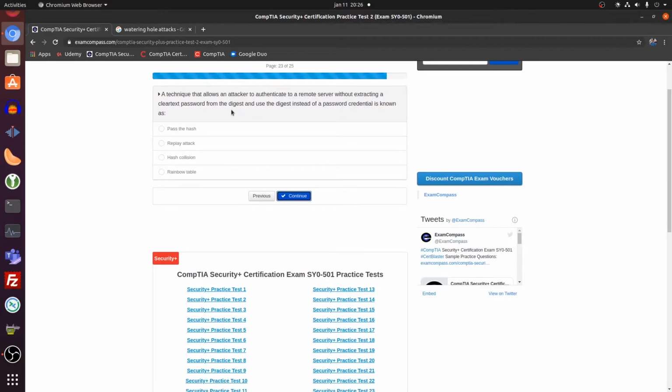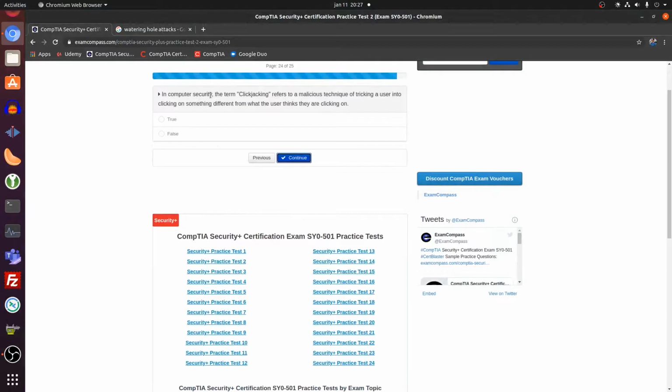Authenticate. Hash. So it's not without a clear text. Pass the hash. It has to do something with hashing. That's for sure. Rainbow table is for really cracking passwords. Hash correlation, I don't think so. I think it's this one. Pass the hash.